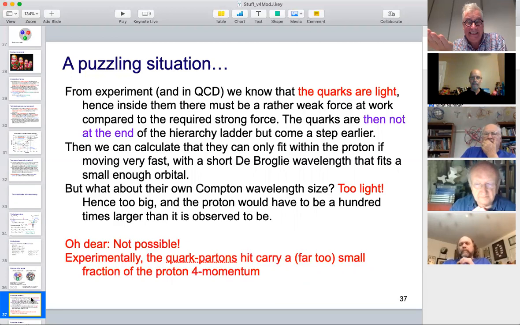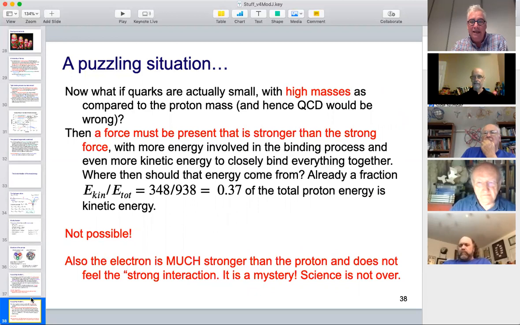But forget about it, you know, you guys, what are you doing? So now imagine they actually are small with high masses as compared to the proton mass. Well, that would mean QCD, quantum chromodynamics, was wrong, wouldn't it? Then a force must be present in that case that's stronger than the strong force, with more energy involved in the binding process, and even more kinetic energy to closely bind everything together. And where does that energy come from? You've already got a fraction of 0.37 of the total proton energy being kinetic.